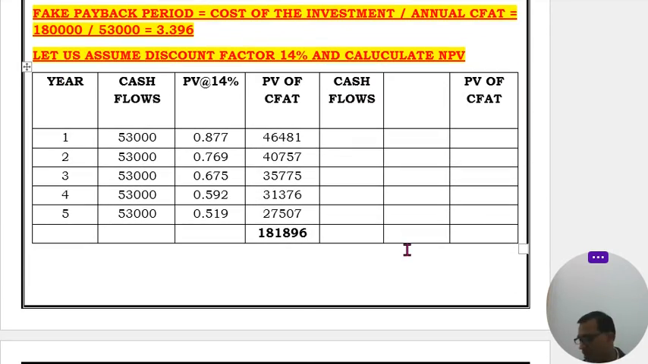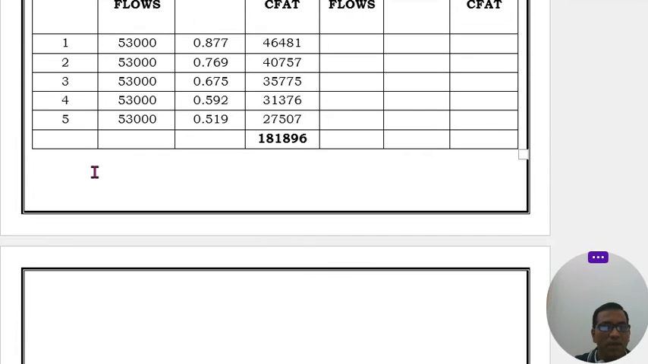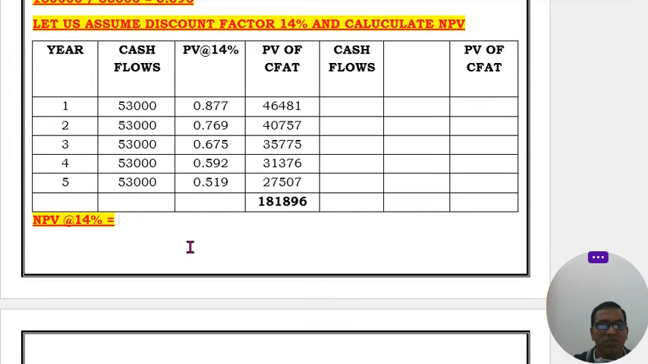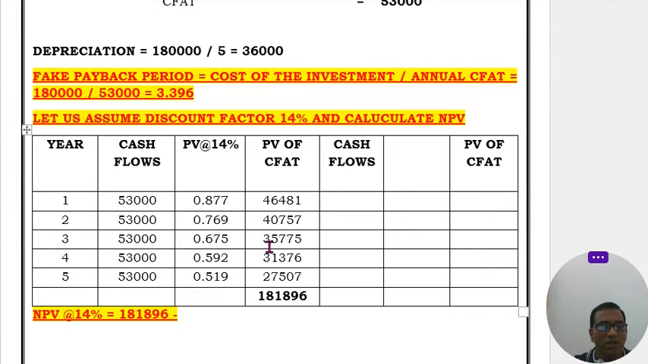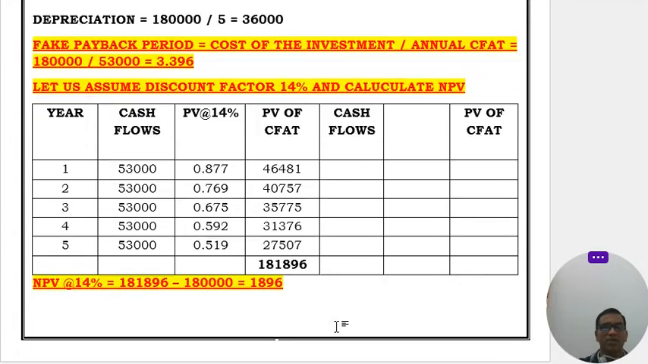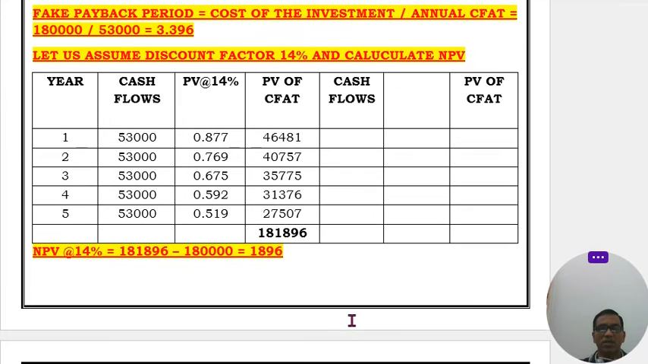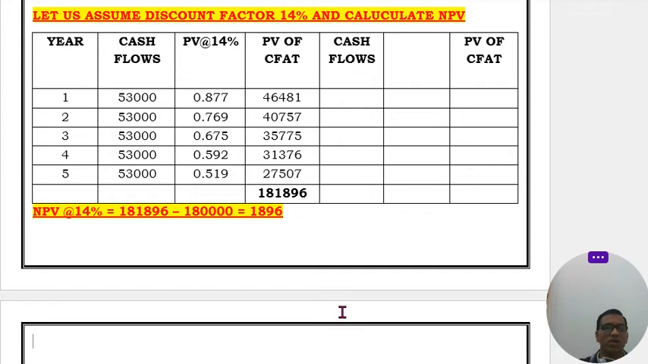So here, calculate NPV. NPV at the rate of 14% is equal to the total PV of CF, 181,896, plus the cash outflow of the project, 1,80,000, that is 1,896 you got. In order to follow the IRR formula, we have to do interpolation, for which we need two NPVs.